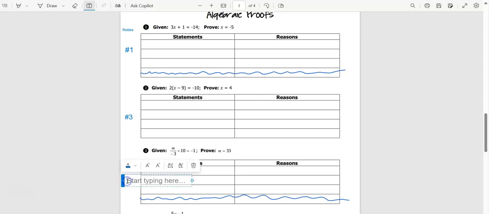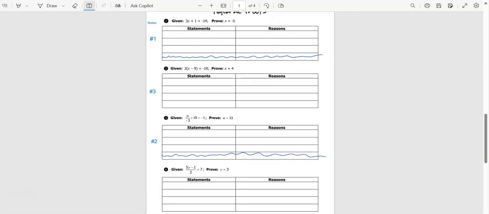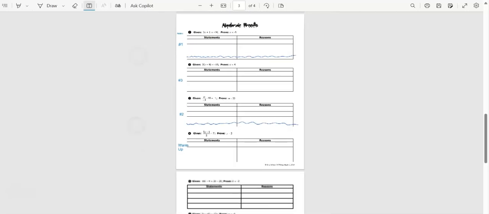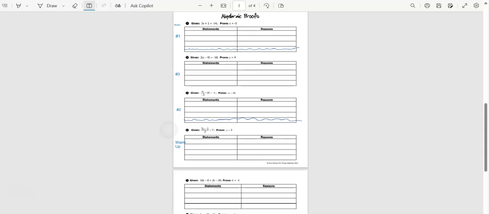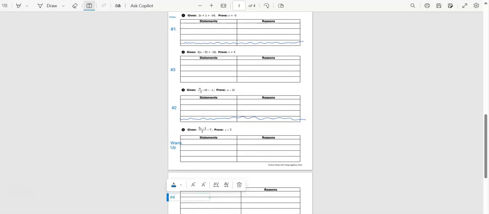Number 3 is like number 2 on the notes. Number 4 is what we just did on the warm up, right? Literally the warm up. And then number 5 is like number 4 on the notes. Now, I don't know if you can see all that because it's tiny now.